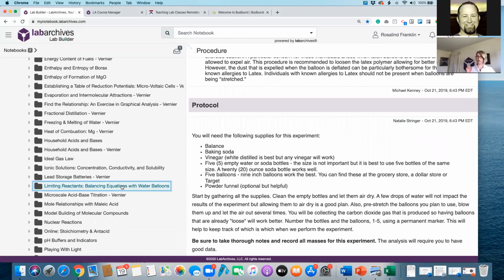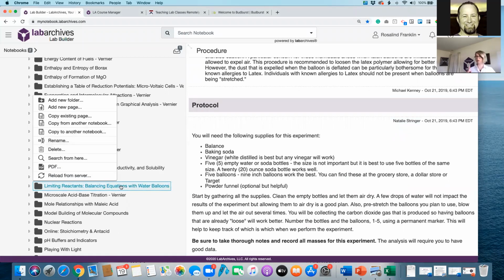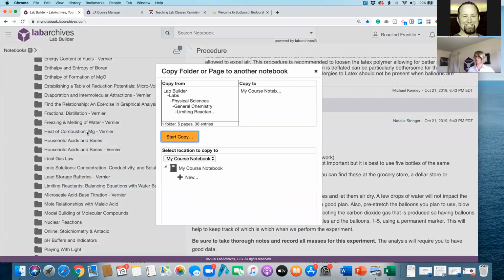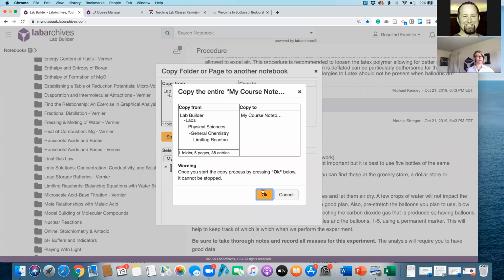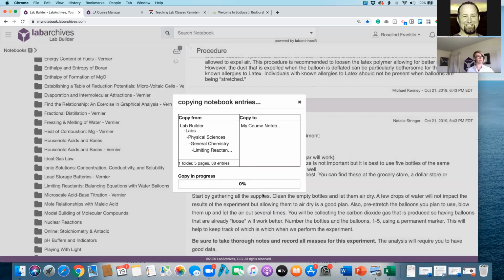To be able to take a piece of content from LabBuilder, you need to right click on a folder. It could be a whole folder, a page, whatever you're interested in. If you right click, a menu opens up and you can copy it to another notebook. So Rosalind Franklin only has one other notebook. That's her only option. So I'm gonna start the copy, and that asks me where I wanna move it, and we can move it over to the other notebook.